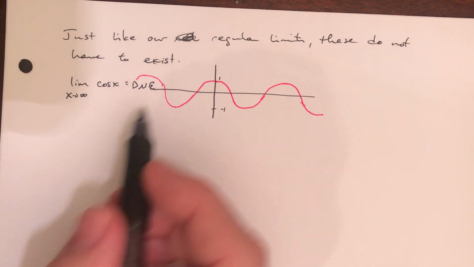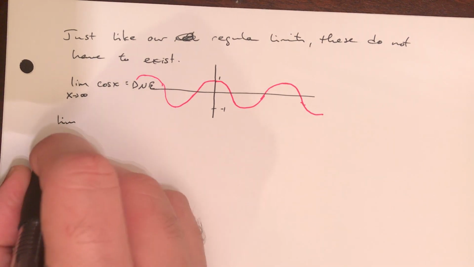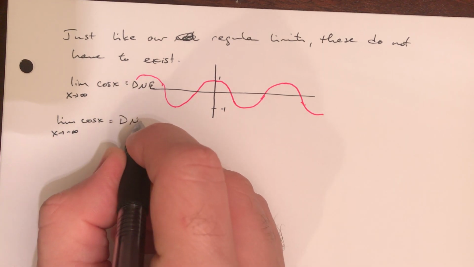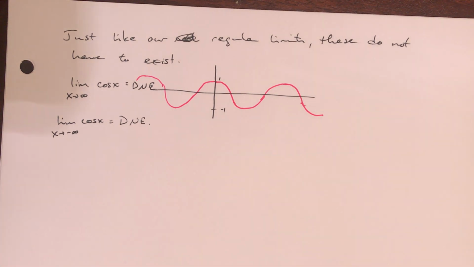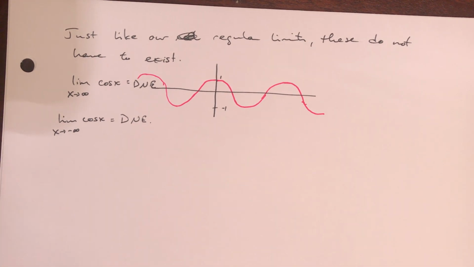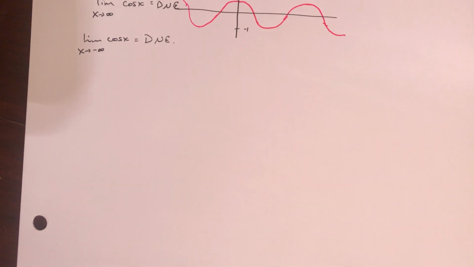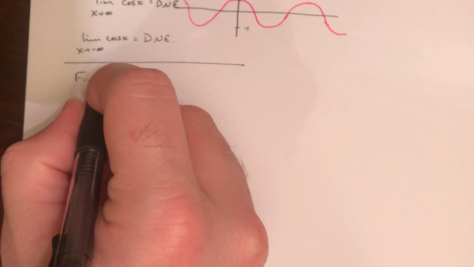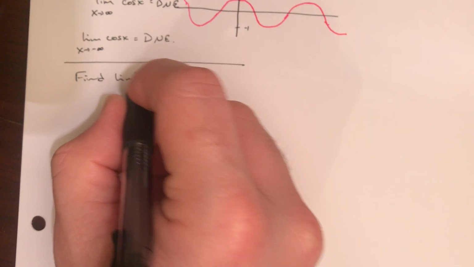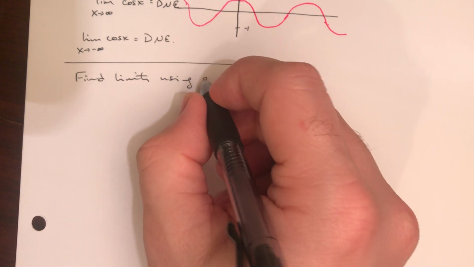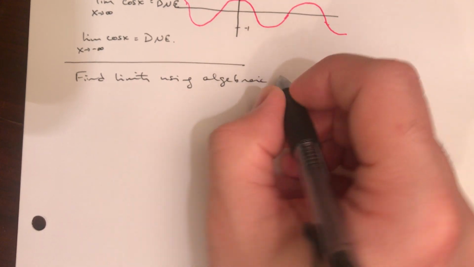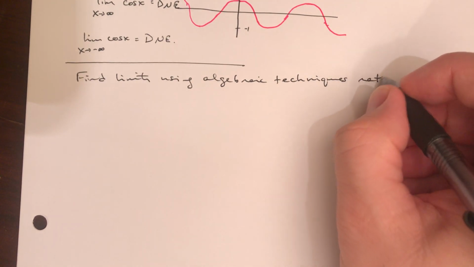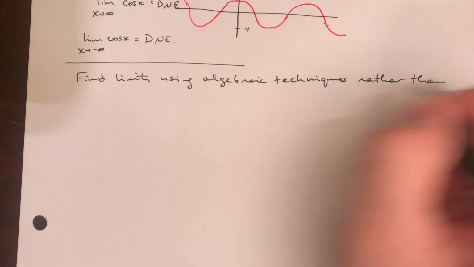And the same kind of thing is going to happen: the limit as x goes to -infinity of cosine x does not exist. Now we would like to find these limits using some algebraic techniques, rather than numeric.